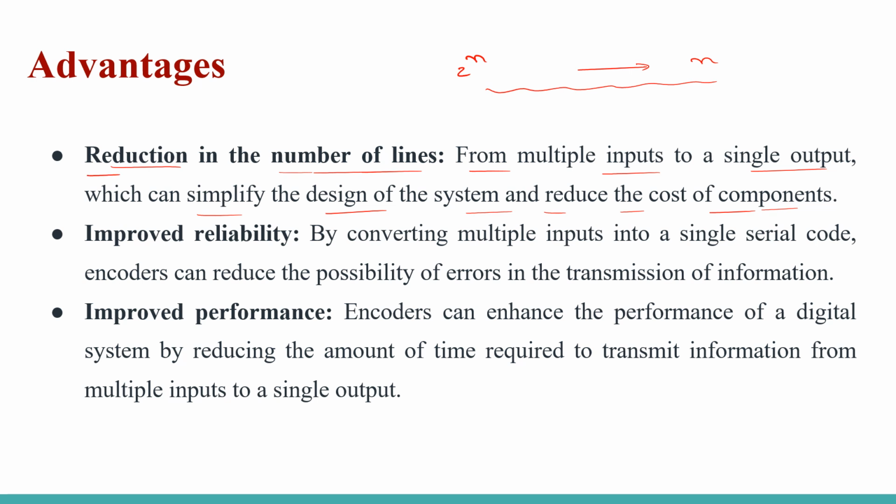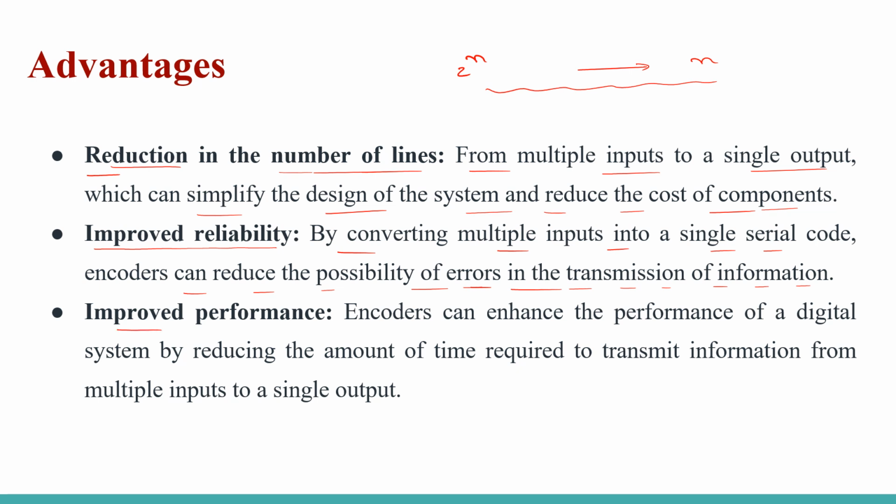Next, the second one, improved reliability. Whenever the number of input lines is reduced to a smaller quantity, the reliability of the serial transmission increases. By converting multiple inputs into a single serial code, encoders can reduce the possibility of errors. If errors are reduced, then reliability increases. Possibility of errors in the transmission of information.